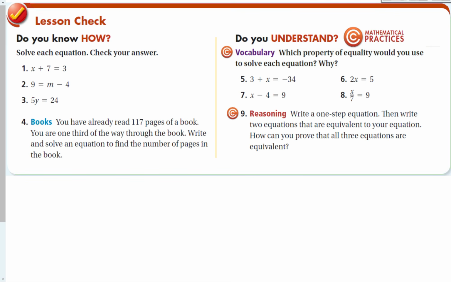So to wrap it up, in our lesson check, we should know how to do all these problems. First one, subtract 7 from each side. Second one, add 4 to both sides. Third one, divide both sides by 5. And in this case, y is going to equal 24/5. It doesn't reduce at all, which is okay.